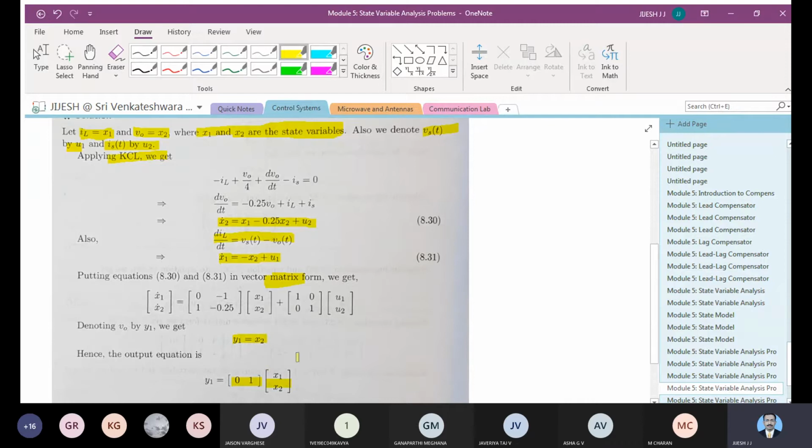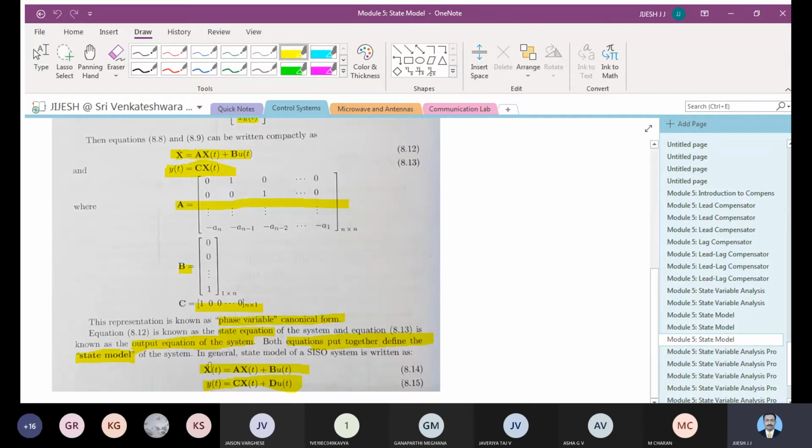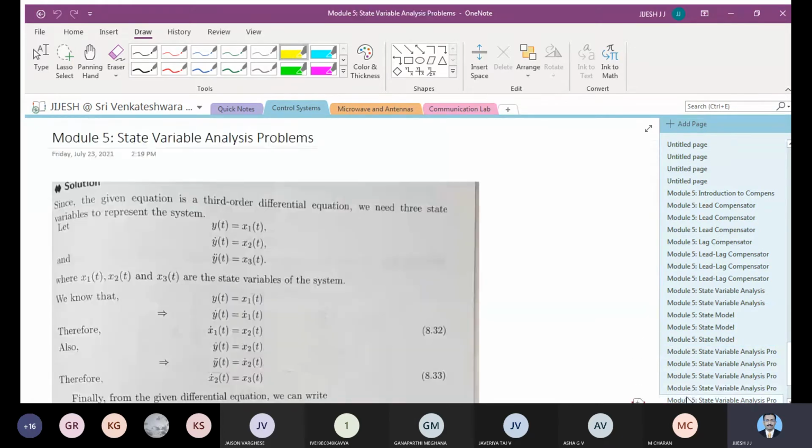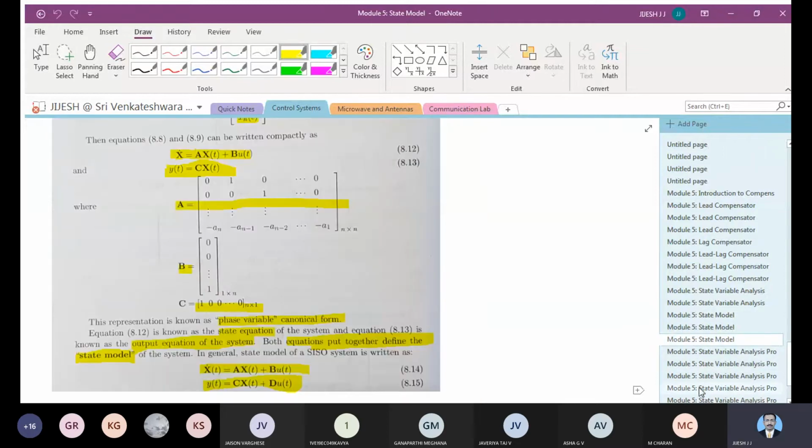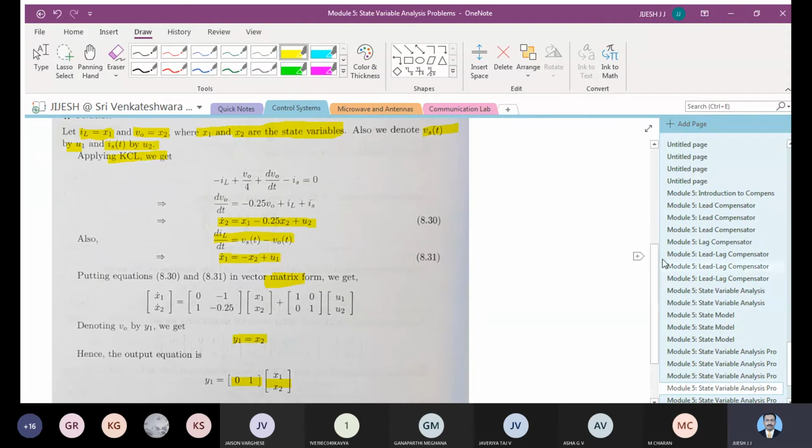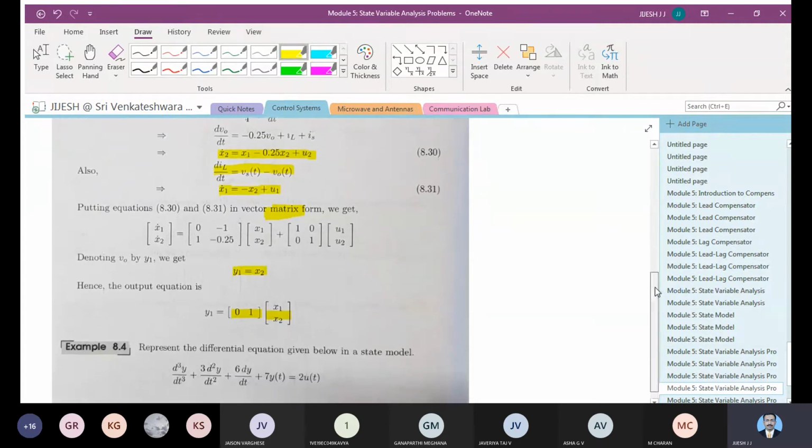So this is just the conversion of these equations into matrix form, so that you get the state model, that is x dot of t is equal to Ax of t plus Bu of t, and y of t is equal to Cx of t plus Du of t. This is a very simple problem. We have seen all three problems with the circuit diagram, where we define the state variables and then convert them into the state model equation.